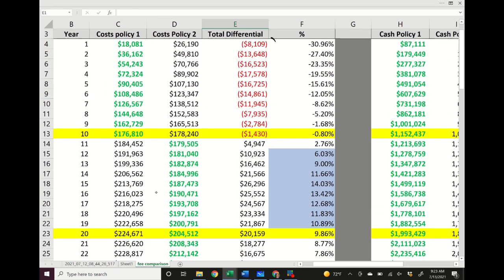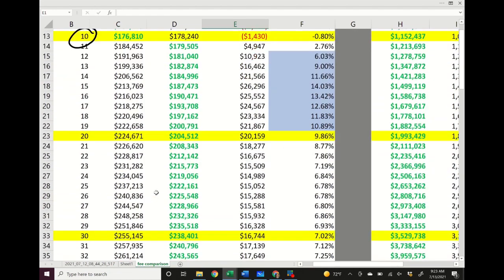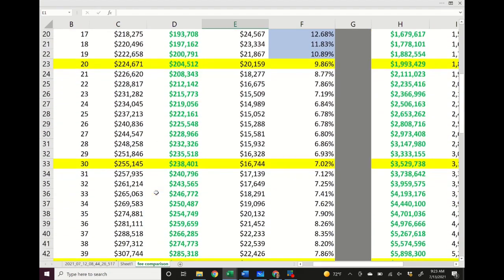So how much cheaper? Well, for the first 10 years, this is a running total. So in year 10, policy 1 is cheaper by just under $1,500. Okay, it's cheaper by $1,500. When we go out to, let's just say, policy year 30, policy 2 is actually cheaper by $16,000.